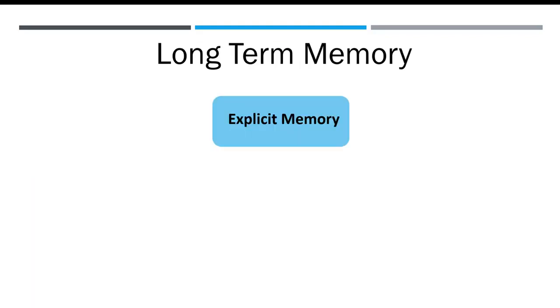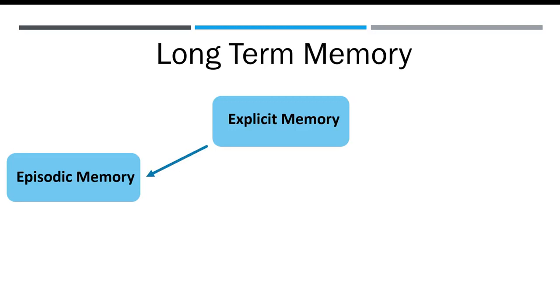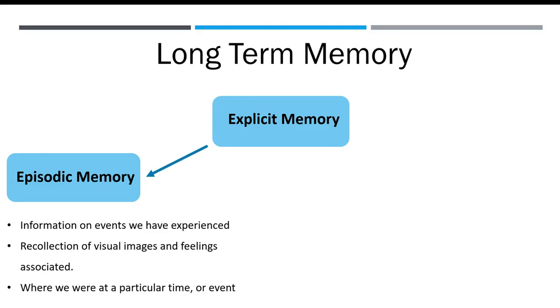So explicit memory includes memories that we consciously try to remember and to recall. And this includes episodic memory, which is information on events that we have experienced, or a recollection of visual images and feelings associated, or where we were at a particular time or event. This is kind of like the photo image or maybe like a movie playback of your past events or situations you've experienced in your life.